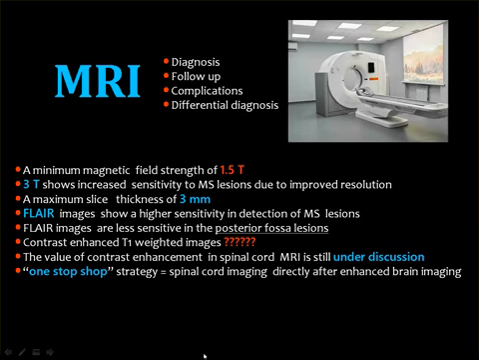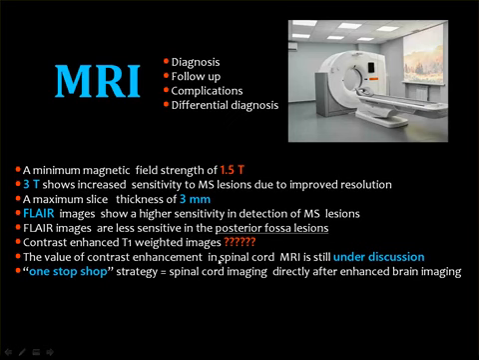1.5 Tesla is good. 3 Tesla may increase the sensitivity to detect more lesions. The maximum slice thickness should be 3 millimeters. FLAIR images are mandatory for evaluation. Then you should know that the FLAIR images are very insensitive for lesions in the posterior fossa, and we see the lesions in the posterior fossa better in the T2 weighted images.